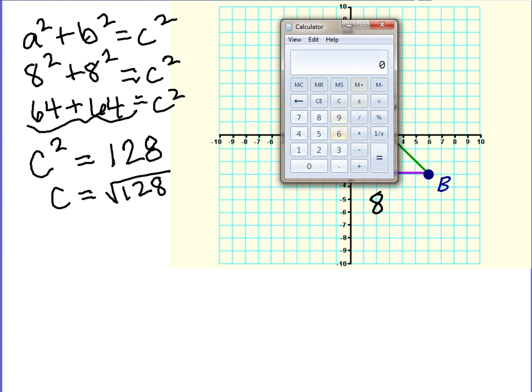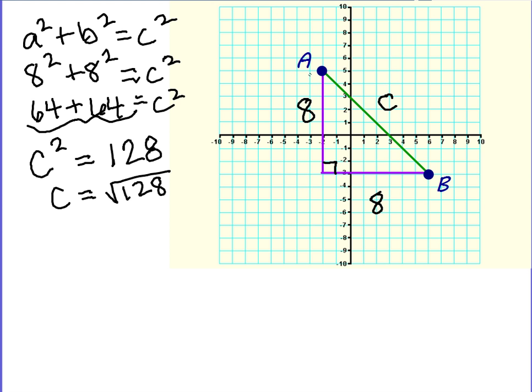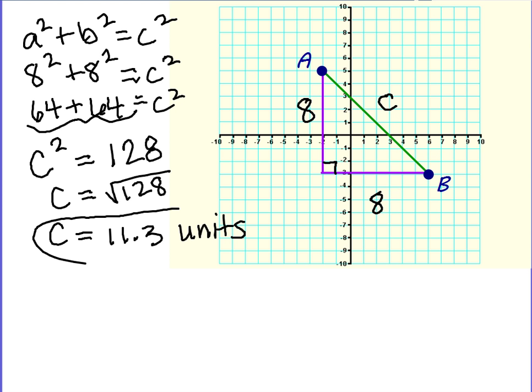So we're going to bring out our handy dandy calculator and find the square root of 128. Rounding to the nearest tenth is going to give us 11.3. So C is going to be 11.3, and what word are we going to put at the end? Units. This would be my final answer.